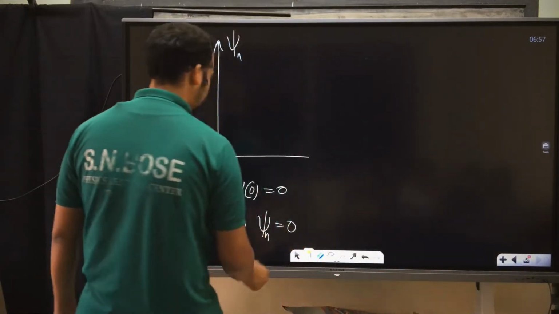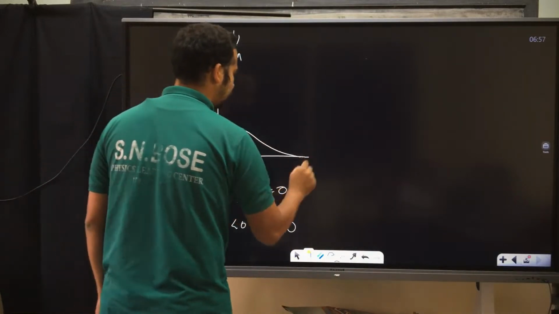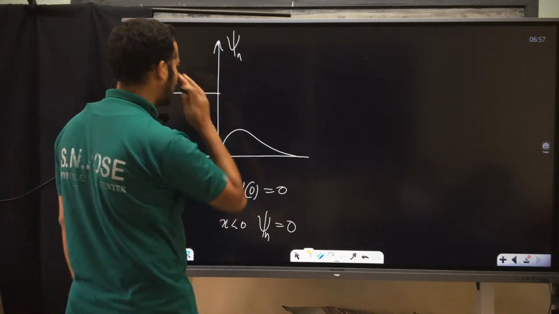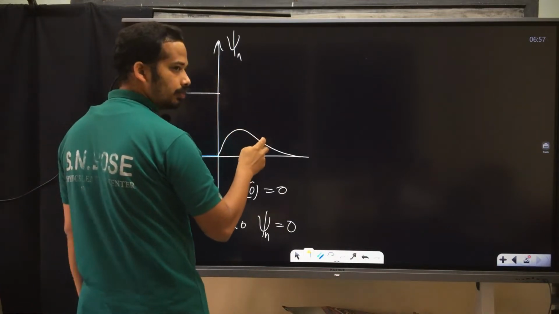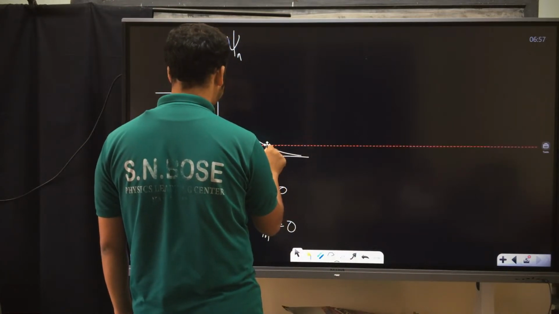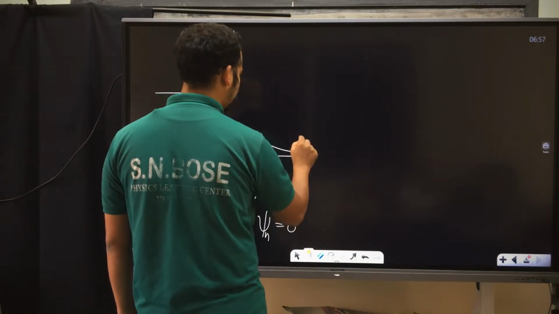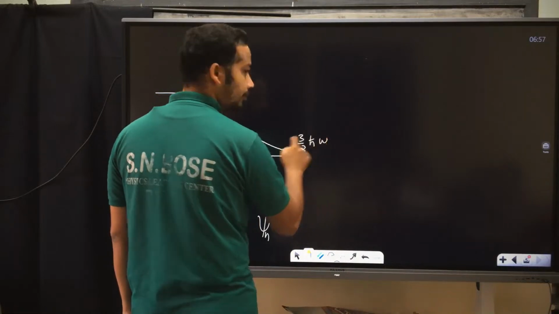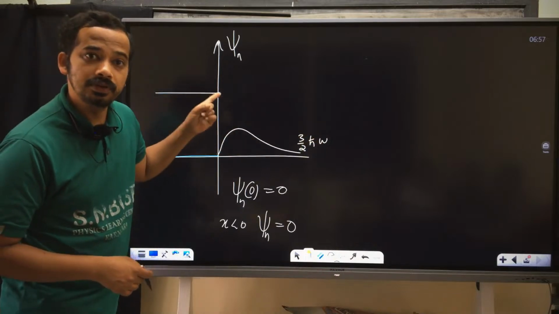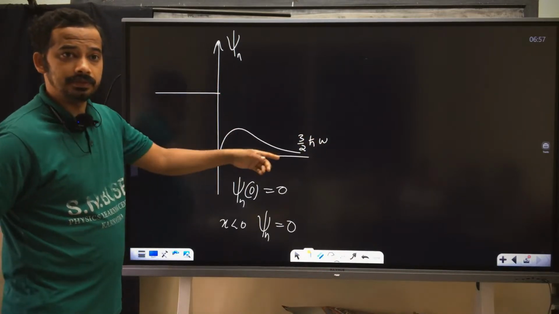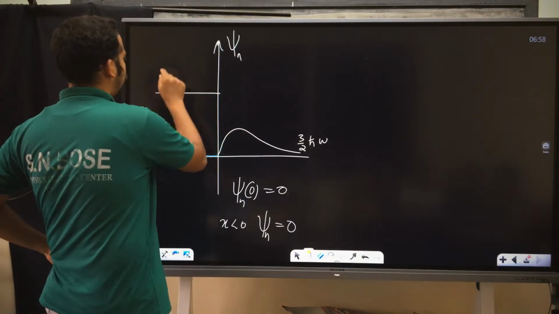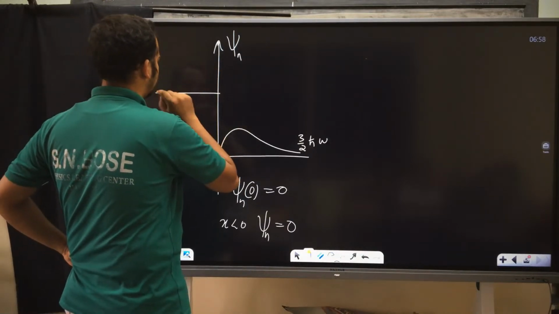Wait a second. Let me draw the ground state. The ground state is like this. Your first excited state means n equal to 2. What is the ground state energy? Can you tell me? 3 by 2, 3 by 2 h bar omega. You should know what the energy is. In one problem, I asked what the nth energy for this one is in our design MCQs. Here, what is n equal to 2? Like this. No, not like this.